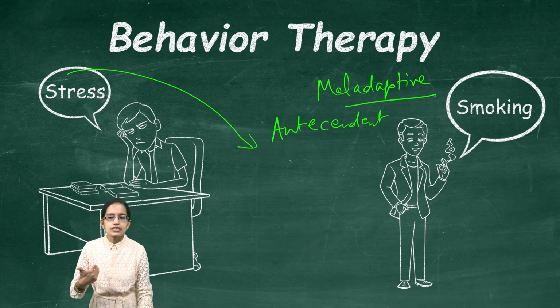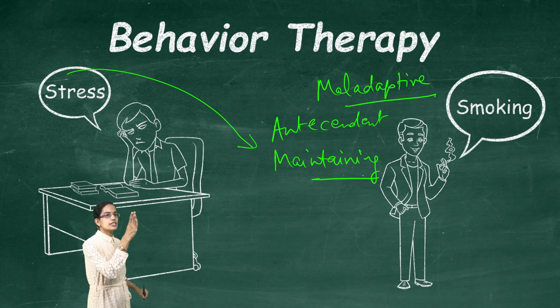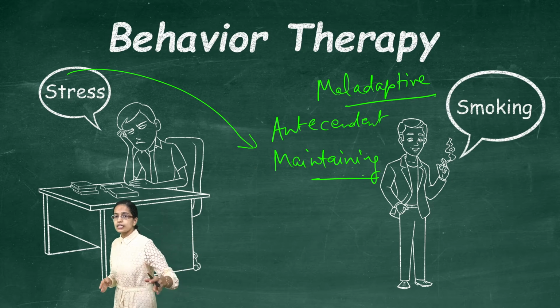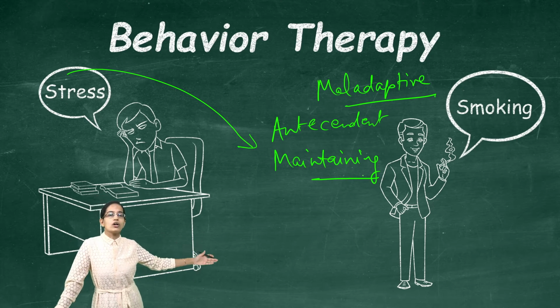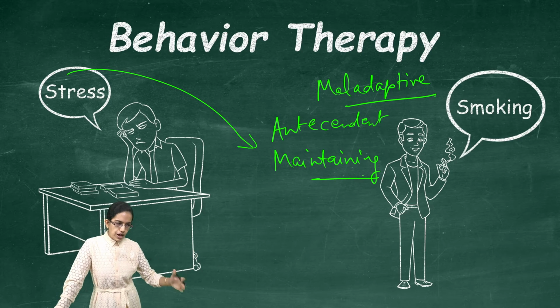The next is a maintaining factor. A maintaining factor is a factor that leads to persistence in the faulty behavior. So this behavior would linger on and on. When this behavior lingers on and goes continuously, we call this a maintaining factor.